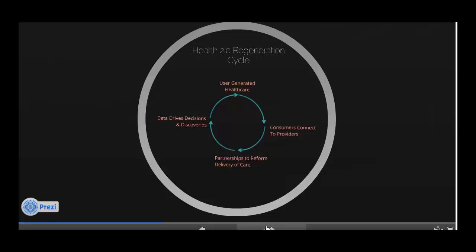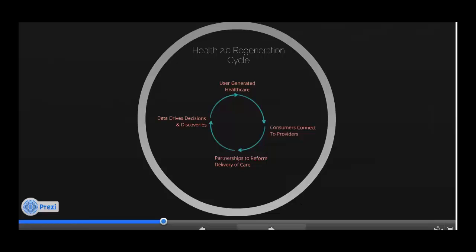The very first part of the cycle is user-generated healthcare. This is where content is generated by the users via blogs, websites, and other Web 2.0 tools. This in turn allows the consumers to connect to the providers. This is where the transaction data is starting to be transparent for the users. This in turn allows partnerships to reform how health insurance is delivered.